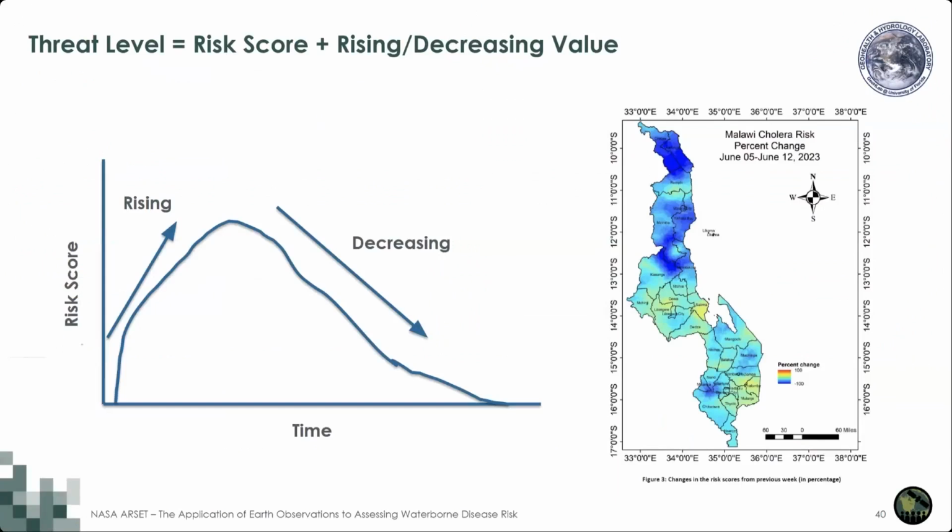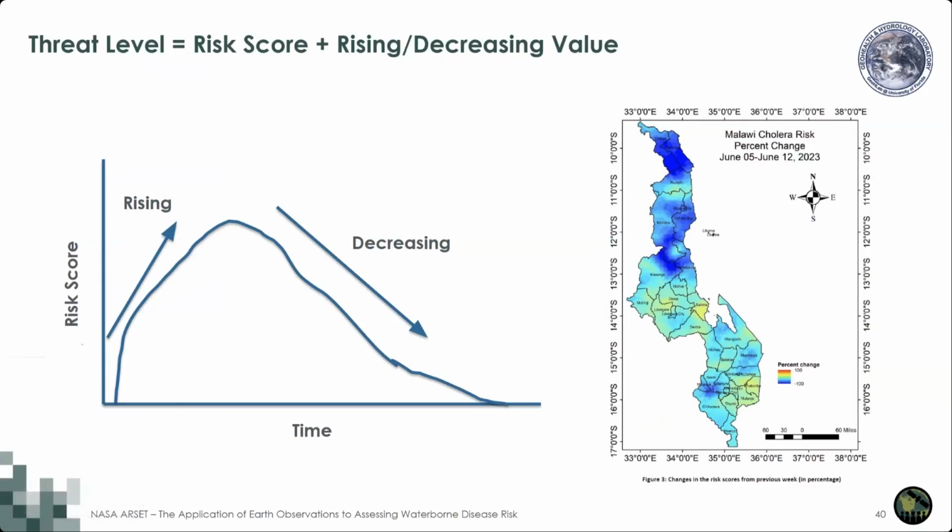So one of the most important things that we consider when we're interpreting our risk maps is this idea of threat level, which we would consider the risk score, which is what we call the actual risk values from the model, plus the rising or decreasing values of those over time. So this graph on the left, if we have been seeing an increase in risk scores over the last several weeks, this is kind of an alarm for us that things should be moving towards intervention.